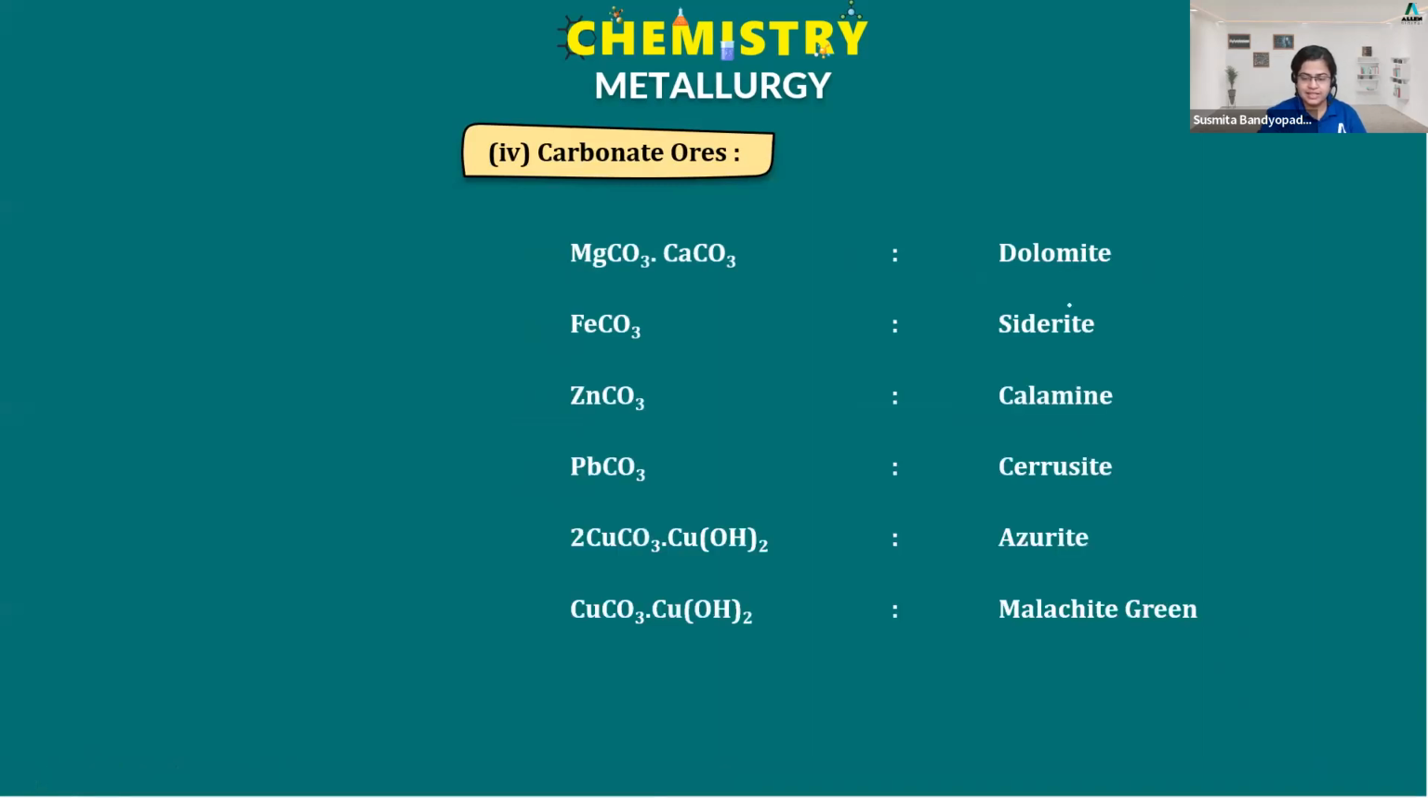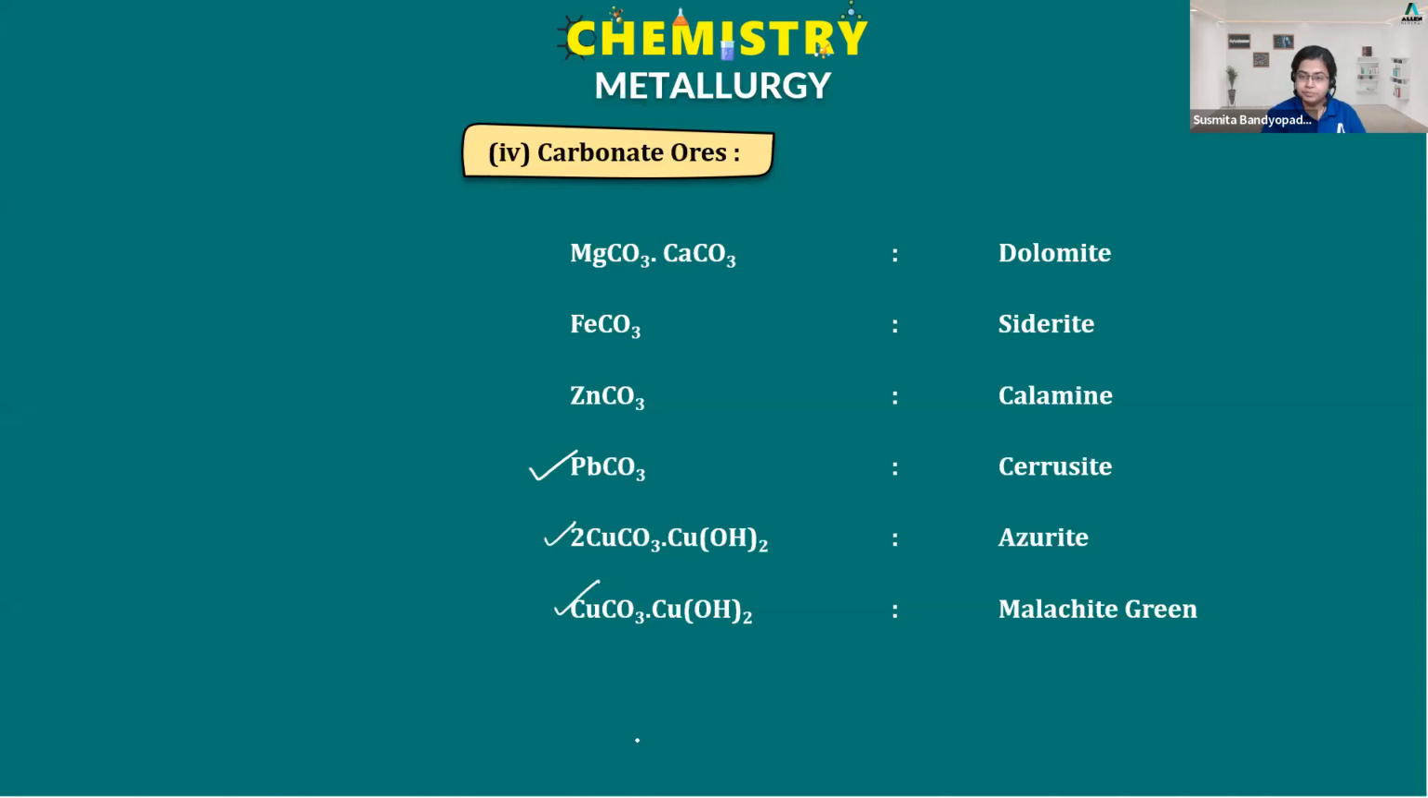Dolomite, MgCO3.CaCO3. Siderite. Calamine. Cerussite, PbCO3. Azurite and malachite green. Students, I'll tell you what technique I adopt. You must have heard of the Statue of Liberty, which is made of copper, slowly turning green. The copper gets oxidized to cuprous or cupric oxide, then gets converted into its carbonate and hydroxide. So CuCO3.Cu(OH)2 is known as malachite green. Add one more copper carbonate for azurite: two copper carbonate, one copper hydroxide.